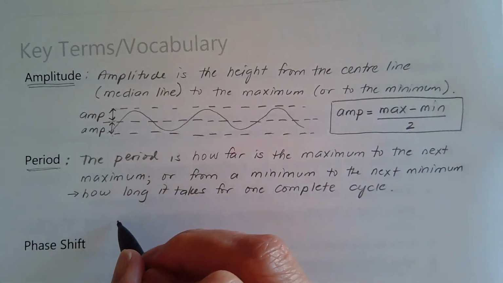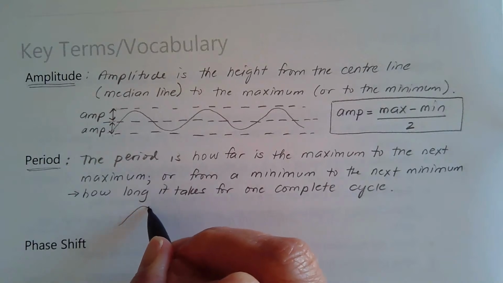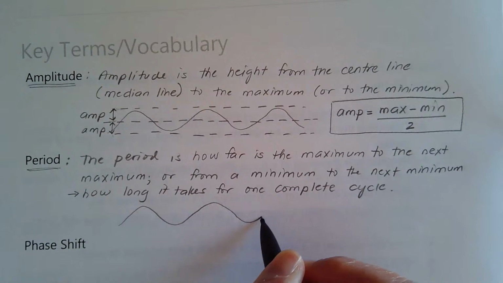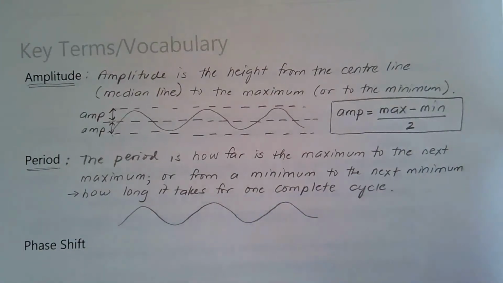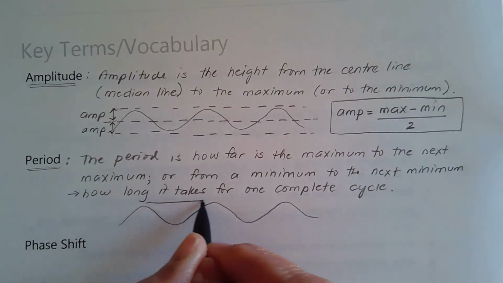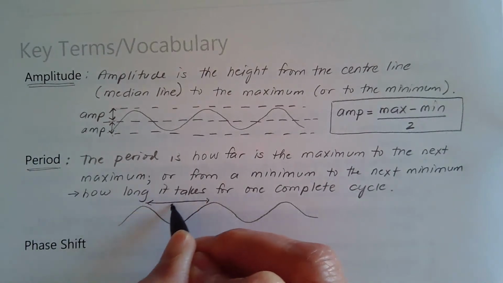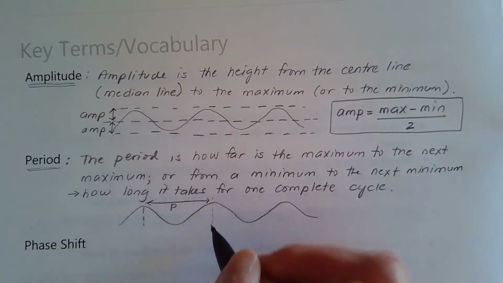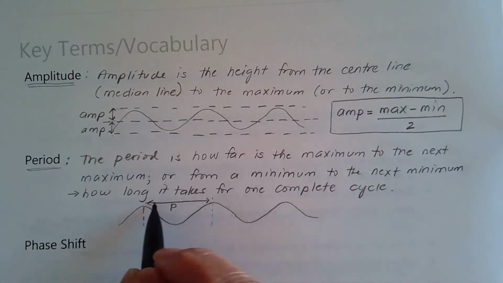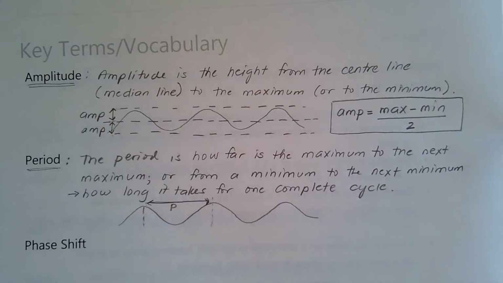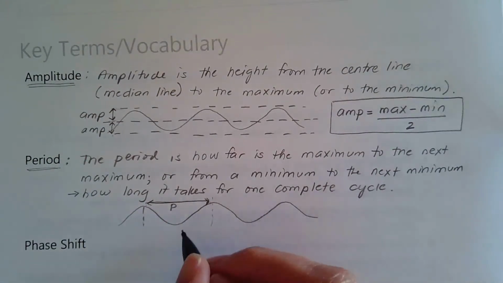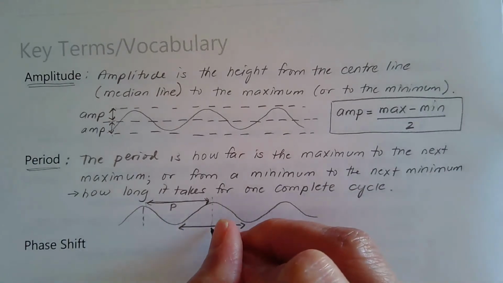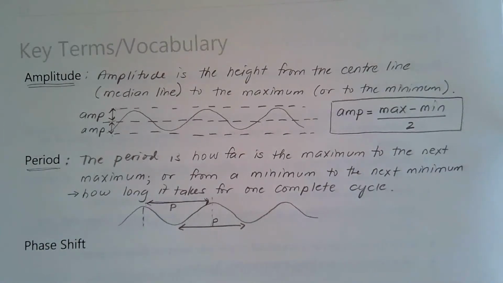If we have a graph, because we're going to do a lot of graphs in this particular topic, here's our function. The period is from here to there. So how long is that? From a maximum to the next maximum, we're looking for how long that is, or we can go from minimum to the next minimum. That's also a period.